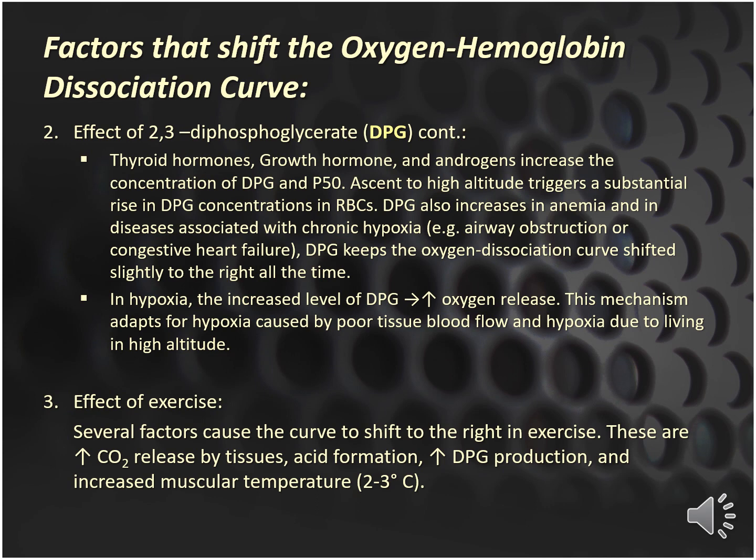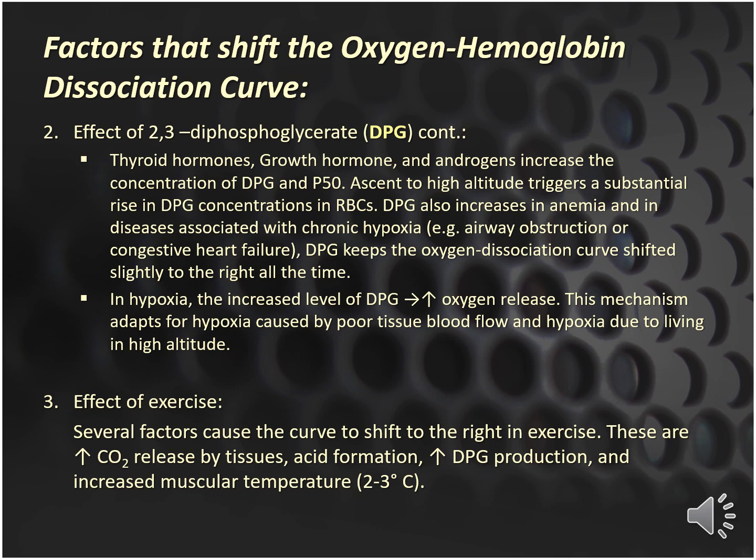In hypoxia, the increased level of DPG increases the oxygen release. This mechanism adapts for hypoxia caused by poor tissue blood flow and hypoxia due to living in high altitude. And this explains how people can live in the mountain and not suffer from hypoxia, simply because their blood and their RBCs have a higher amount of 2,3-DPG.